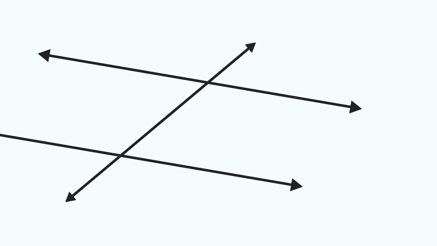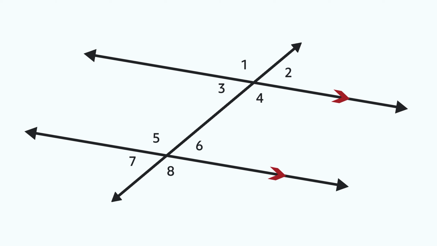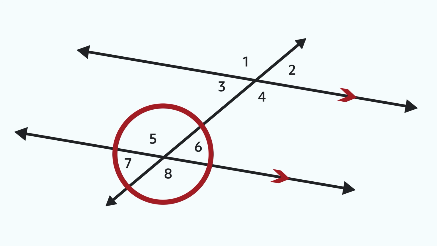Now, let's look at three lines intersecting. This is called a transversal. Once again, we've numbered the angles and there are red arrow marks on two of the lines, indicating that they are parallel. A transversal doesn't have to have parallel lines, but when it does, it allows us to know a lot about the 8 angles created by the intersecting lines. But before we get to that, let's look at the 8 angles. We can see they are in two groups of 4, angles 1 through 4 and angles 5 through 8.